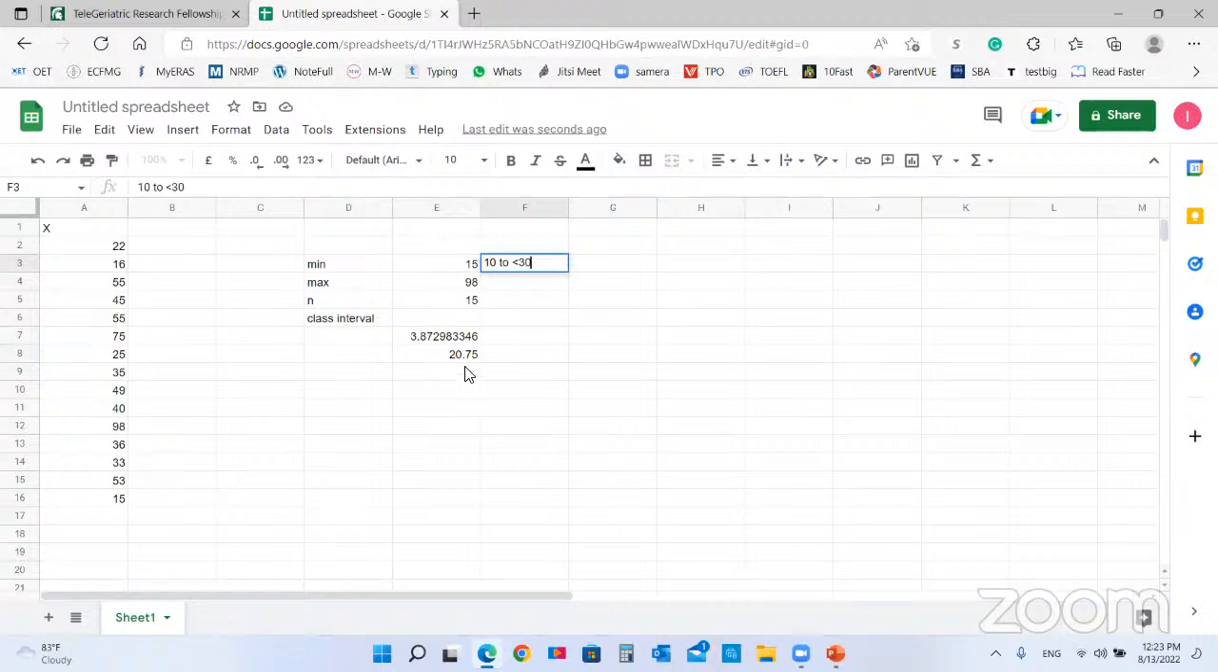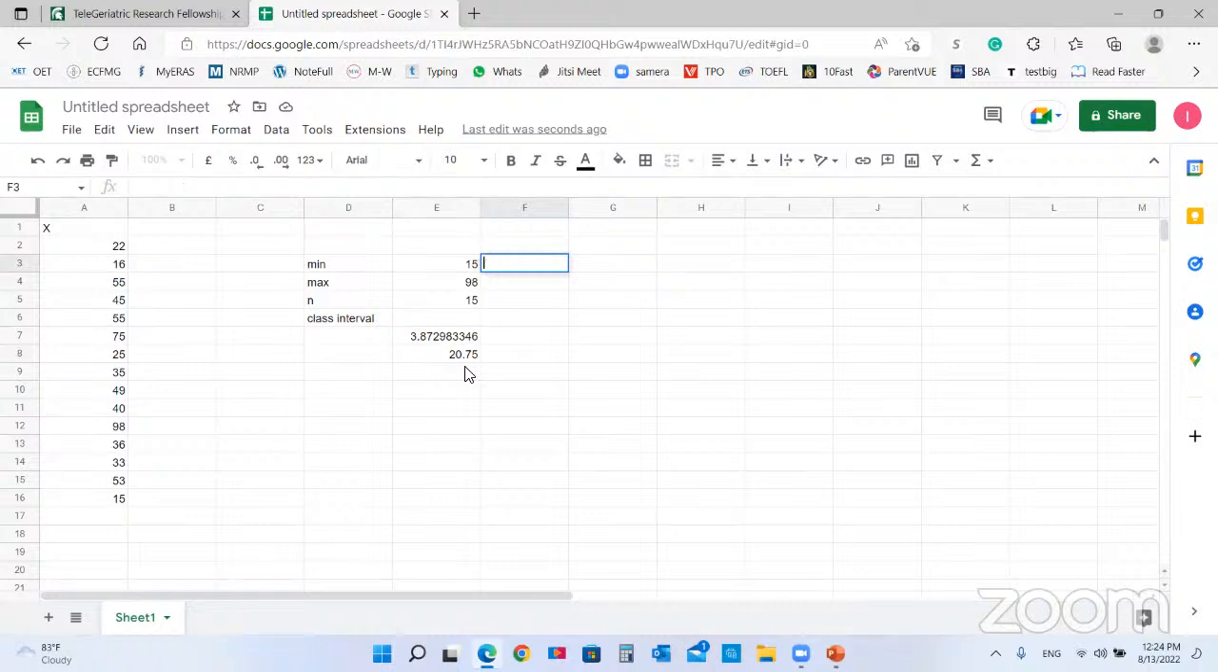So it would be 10 to 30, 30 to less than 50, 50 to less than 70, and so on up to 100, okay? In this case, our group or class intervals are included in our range from 10 to 100, or from 15 to 98. I just go a little bit more than our limit to make sure our maximum value is involved in our range, okay? This is just explanation, but Google Sheets does everything for us.